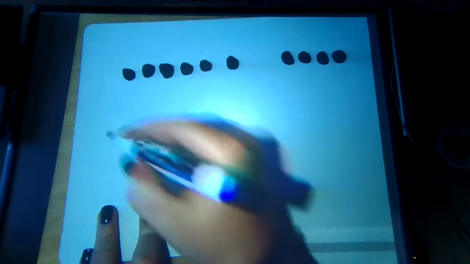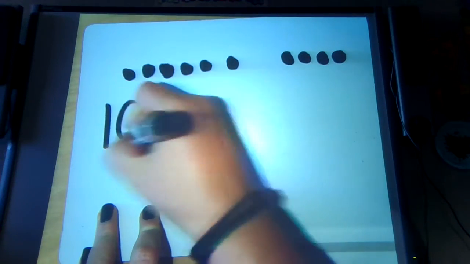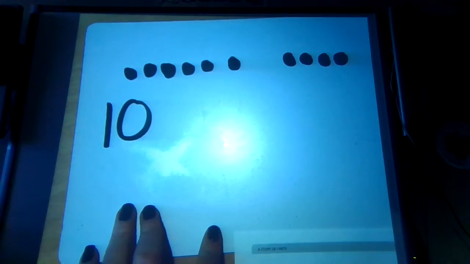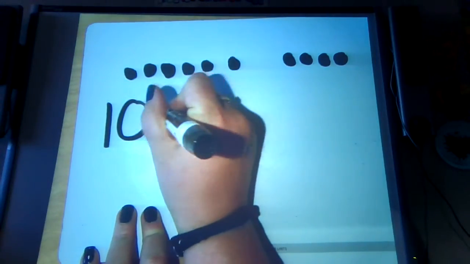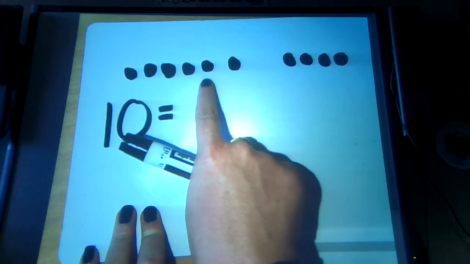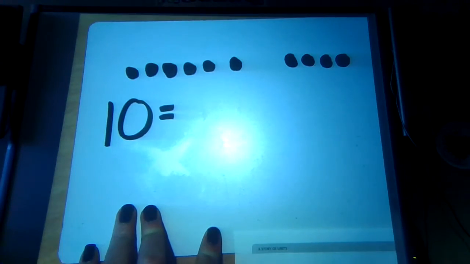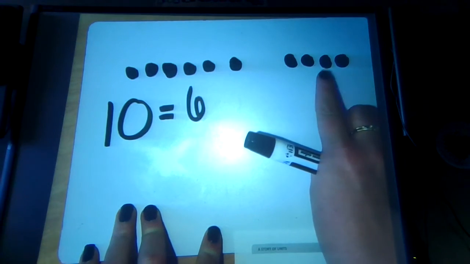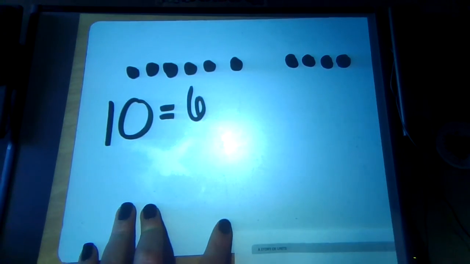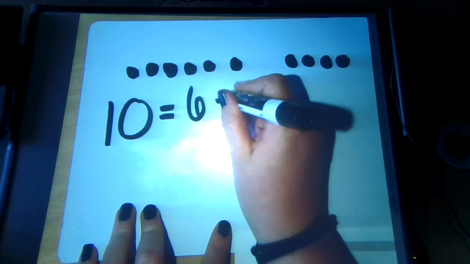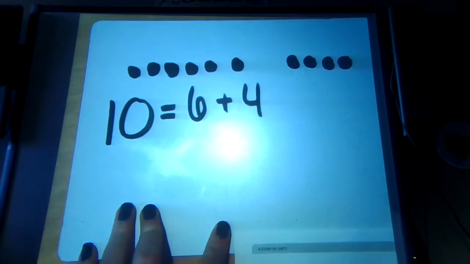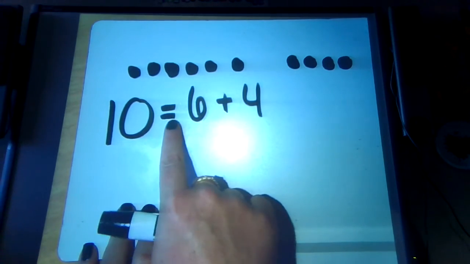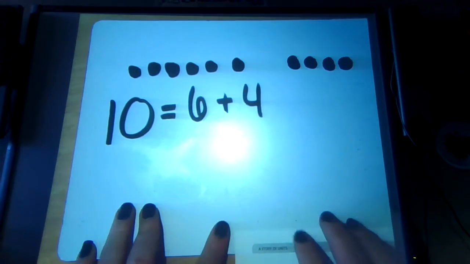Nancy had 10 beans. They told us that information right away. It equals how many in this hand? 6. And how many in this hand? 4 of them. You got it. So 10 equals 6 plus 4.